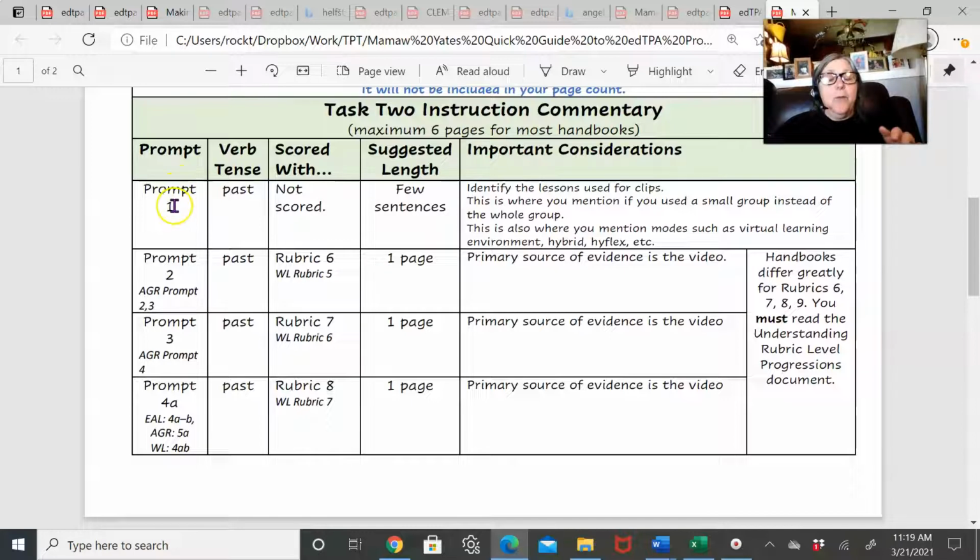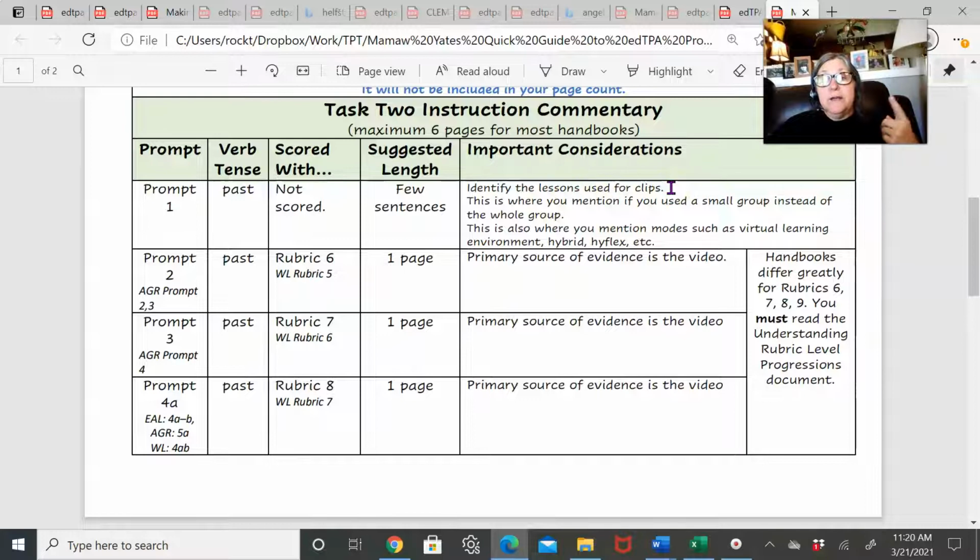Okay, first of all, prompt 1 is not scored. You're only going to write a few sentences, but those sentences are very important because they give a context to the scores. So you want to identify the lessons that are used in the clips.